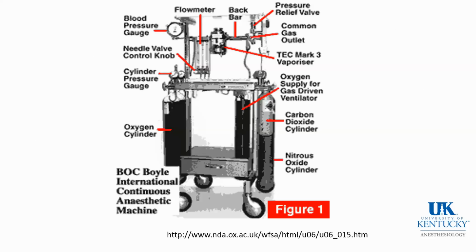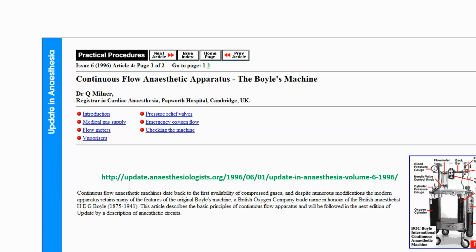Note that the only monitor which came attached to this anesthesia machine is a non-invasive manual blood pressure cuff here. And this was a standard attachment on anesthesia machines as one of the main monitors in days gone by. This web page from the United Kingdom, 1996, has the same photograph, and it provides a reference for checking this machine, for example.